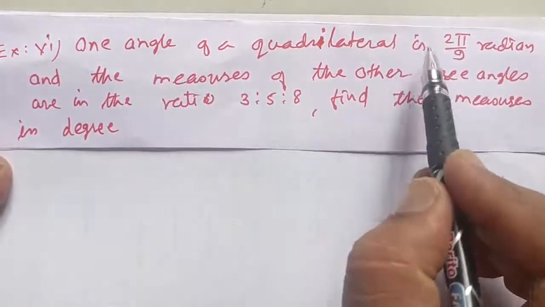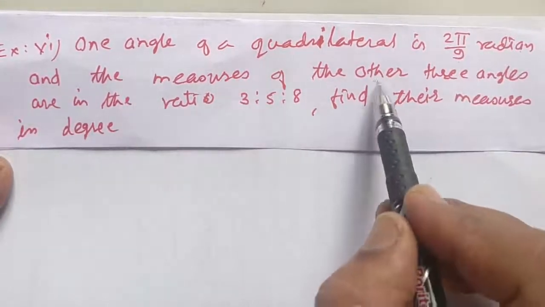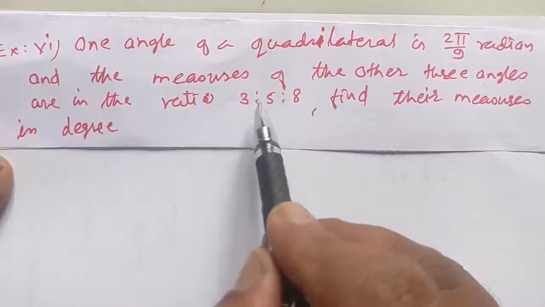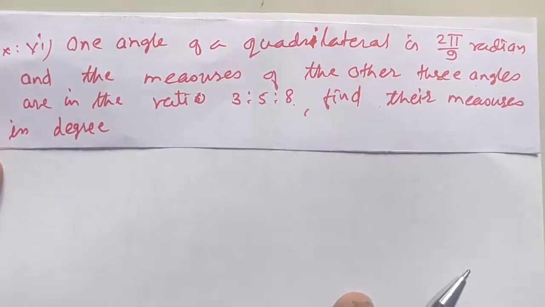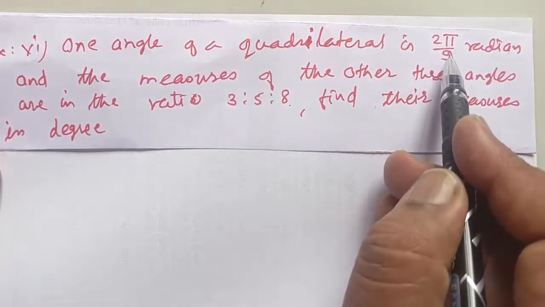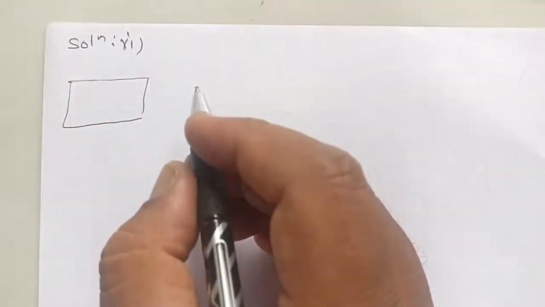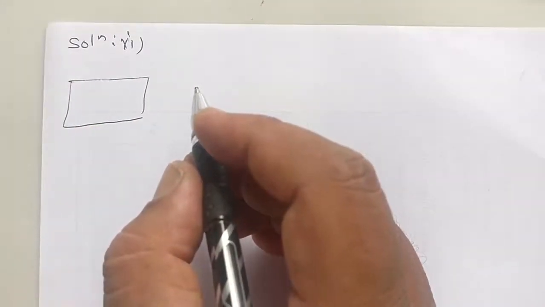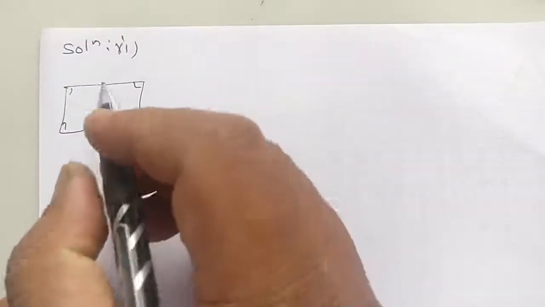One angle of a quadrilateral is 2 pi by 9 radian and the measure of the other three angles are in the ratio 3:5:8. Find their measures in degree. One angle of a quadrilateral is given, 2 pi by 9 radian. In a quadrilateral there are 4 angles. So the sum of the angles of a quadrilateral is 360 degree.